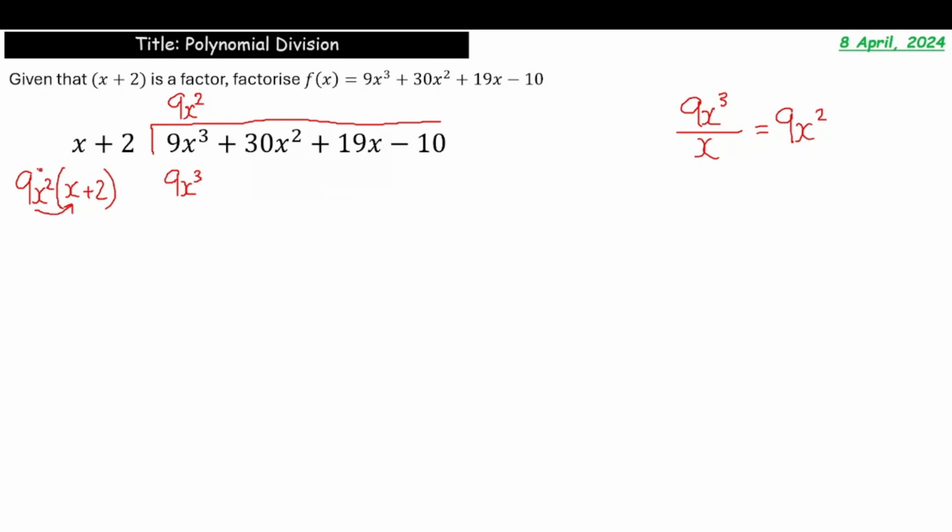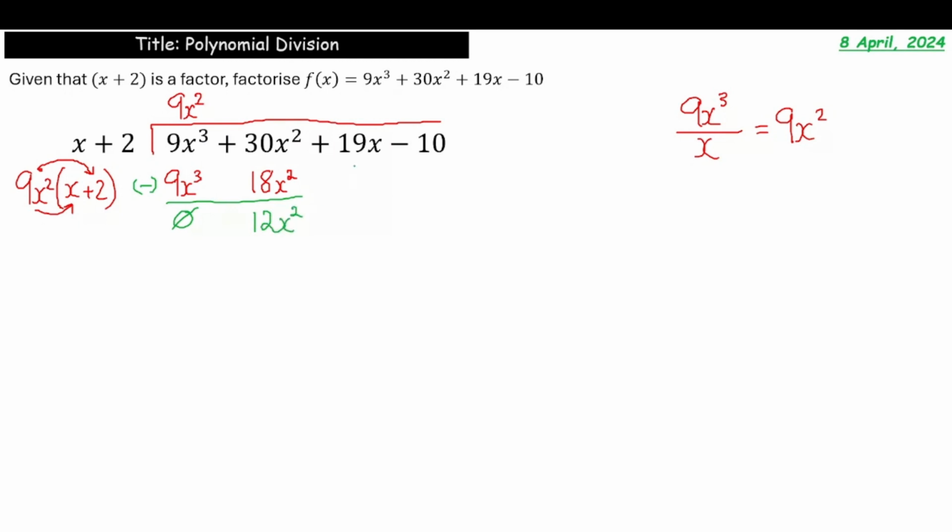I then do 9x squared times 2, which is 18x squared, so I put it underneath the x squared term, this one here. The next thing I do, and I'm going to change colors so you can see the changes as I go through, we'll go green, is subtract this from the one above it, which gives us 9x cubed minus 9x cubed is 0, and 30x squared minus 18x squared is 12x squared.